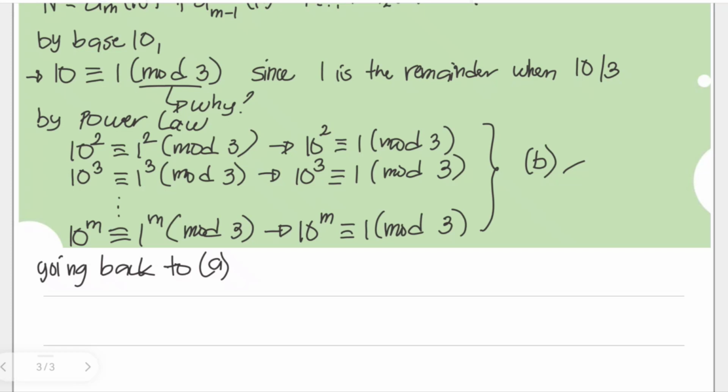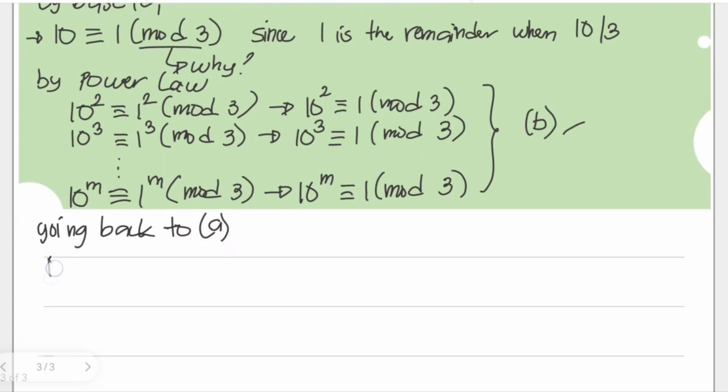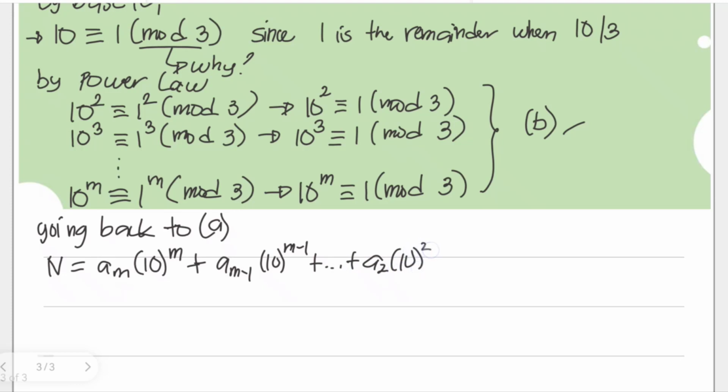So going back to A, this is our A earlier: a sub m times 10 to the power of m, plus a sub m minus 1 times 10 to the power of m minus 1, plus dot dot dot, plus a sub 2 times 10 squared, plus a sub 1 times 10, plus a sub 0 times 10 to the power of 0, which is simply equal to 1.